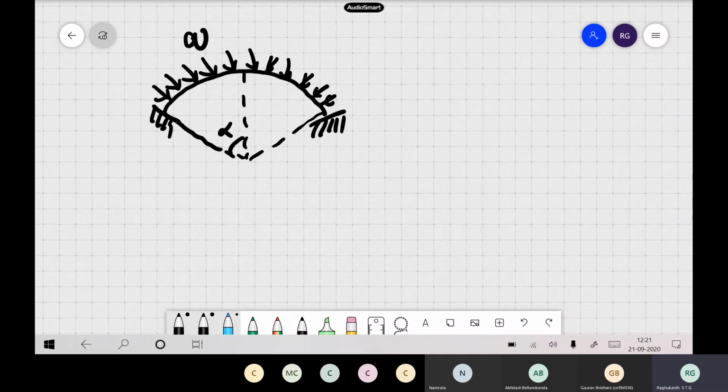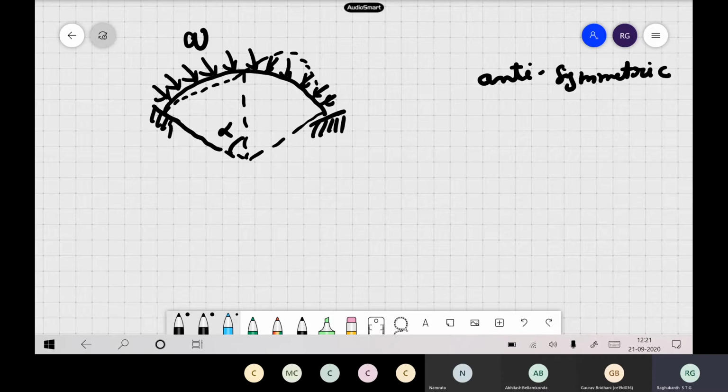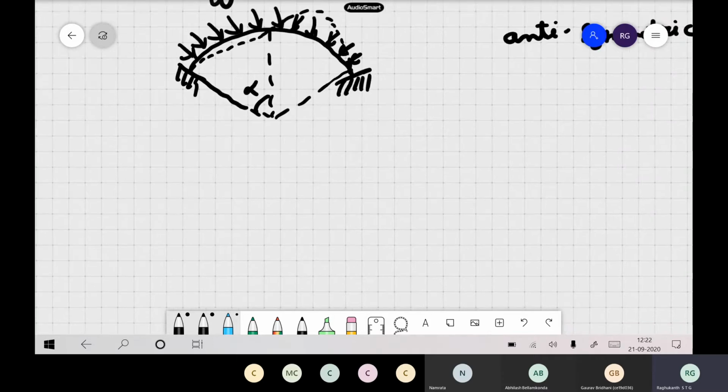So here also you can try for symmetric and anti-symmetric. Suppose you take the anti-symmetric form. So now here also the buckling mode shape will be something like this. Because of the fixed support, the rotation here also has to be 0. So this is how the buckling mode shape comes into picture here.